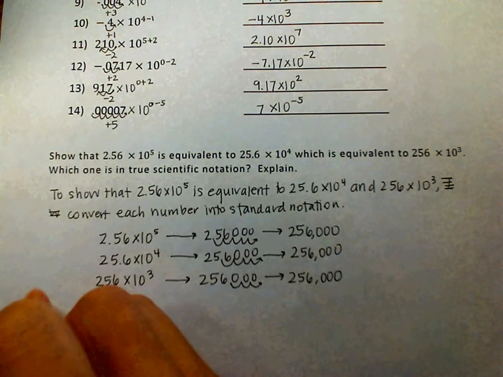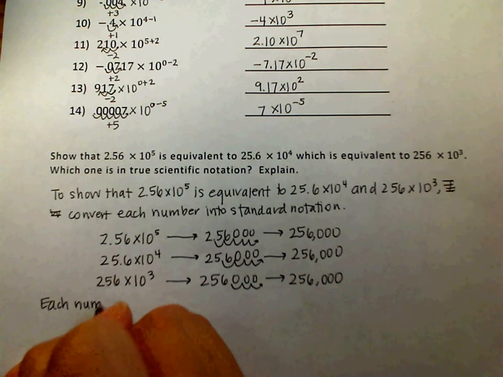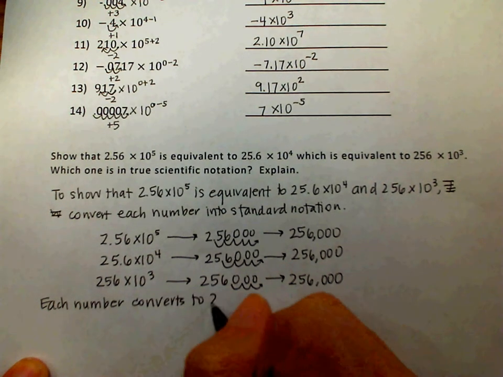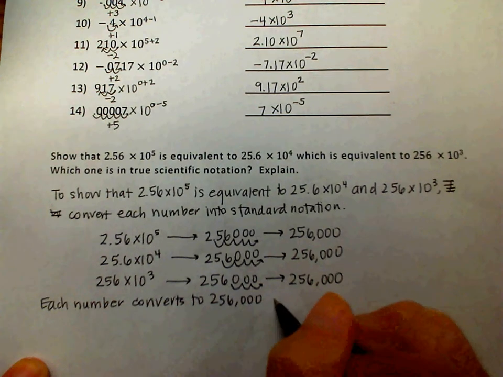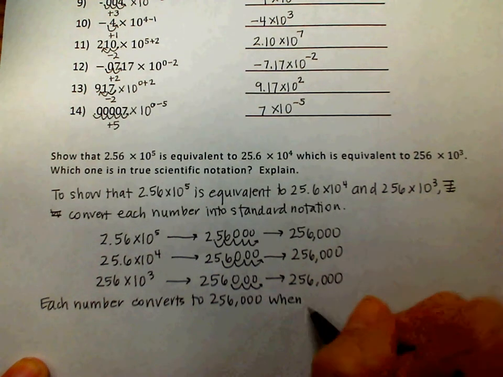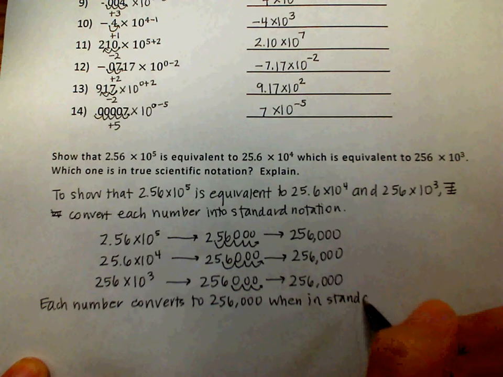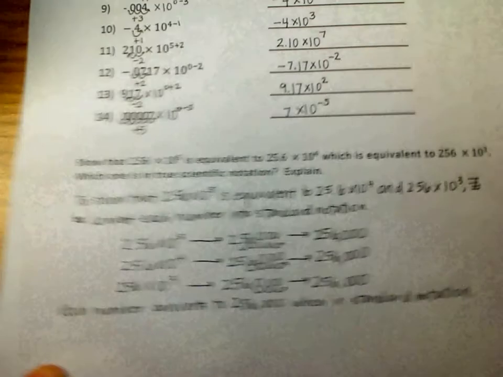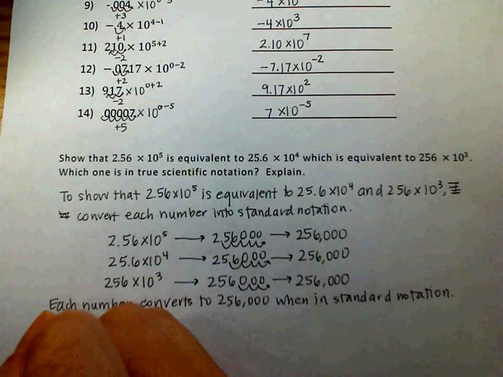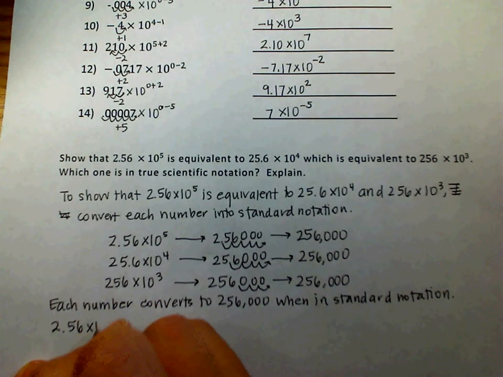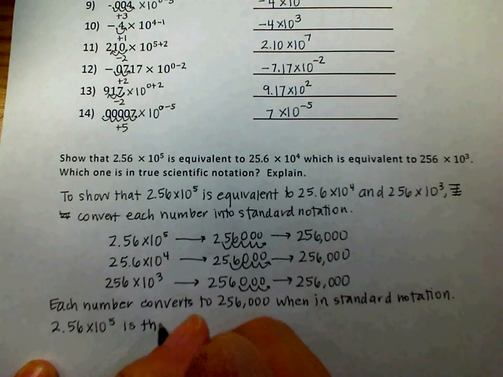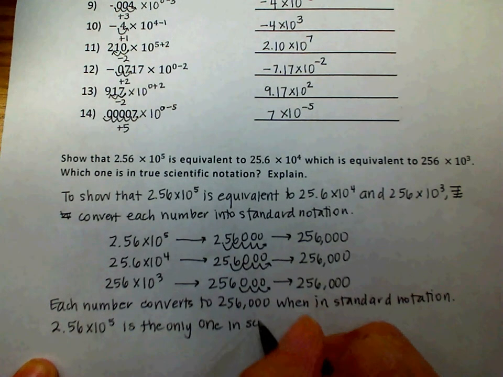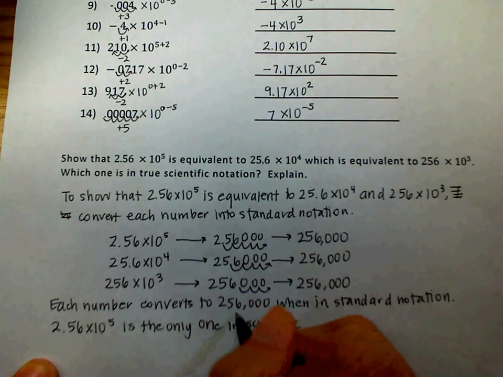Each number converts to 256,000 when in standard notation. Oops. All right. 2.56 times 10 to the 5th is the only one in scientific, I should say true, scientific notation.